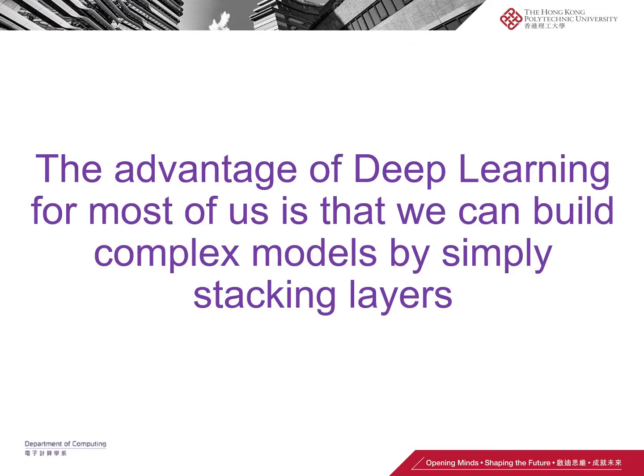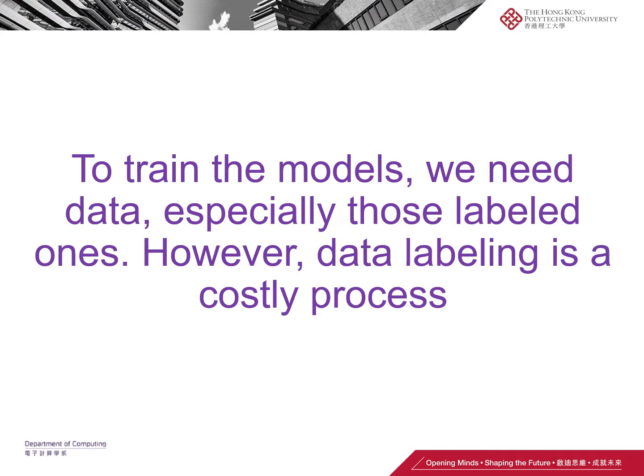We already saw in the last lecture that deep learning and deep neural networks make it easy for us to build complex models by just stacking layers. However, in machine learning, the more complex a model is, the more data it needs. So to train those complex models, we need a huge amount of data. Especially, we need the data to be labeled. However, the labeling process itself is costly because it takes time and a lot of effort, and needs a lot of people. Sometimes we need experts as well.